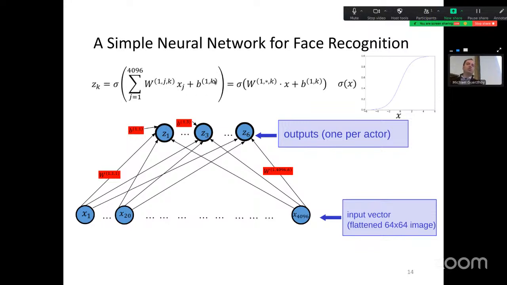So there are also B's here. So in order to compute Z1, you also add in B1. So you compute this sum: X1 times this weight, X2 times the weight that connects X2 to Z1, X20 times the weight that connects X20 to Z1, add all of that up. When you're computing Z1, you also add B1.